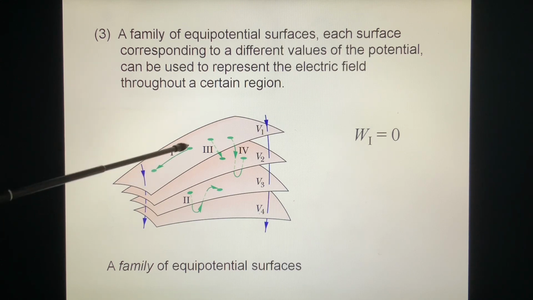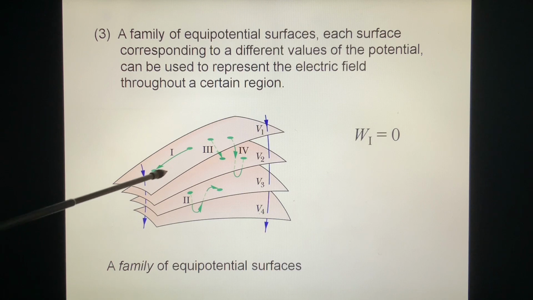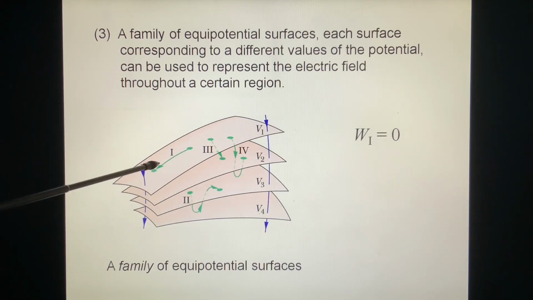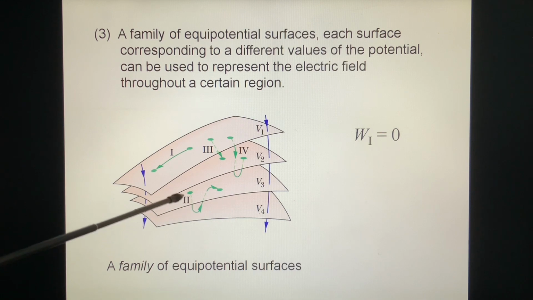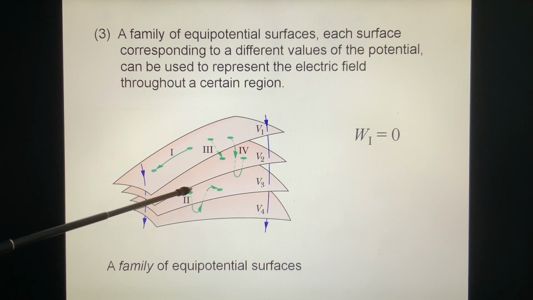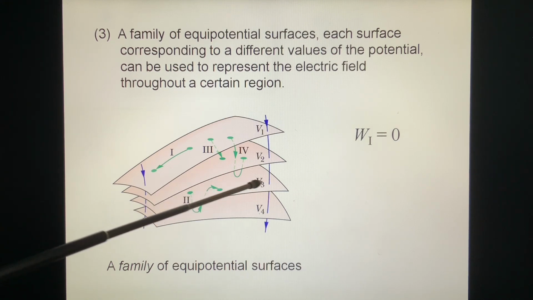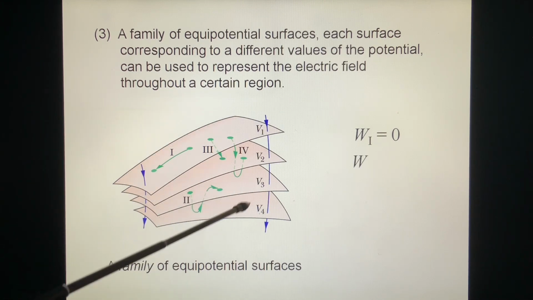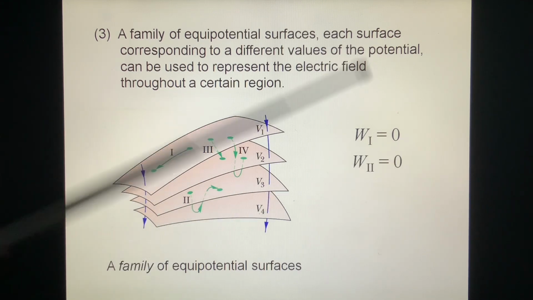Number 1 is moving along the same equipotential surface. Of course, W1 equals V final minus V initial, they are the same, equal to 0. Now look at 2. This path starts from V3, goes down to V4 and comes back to V3. So the final point and initial point are in the same equipotential surface. So delta V equals 0. In this case, W2 is 0.